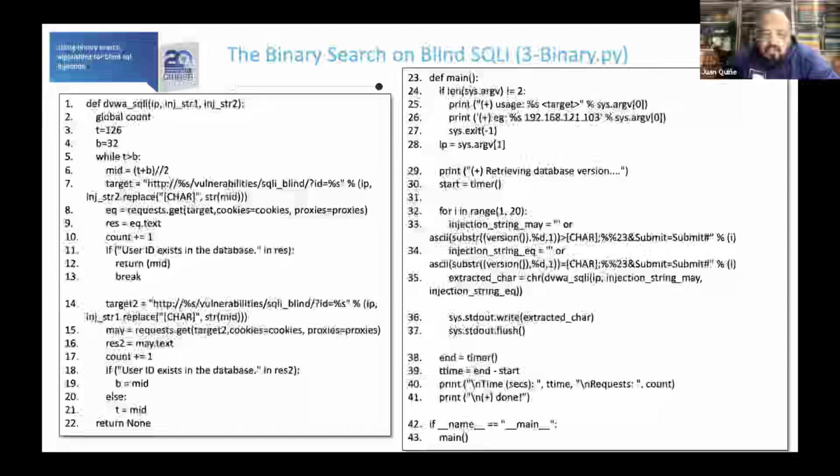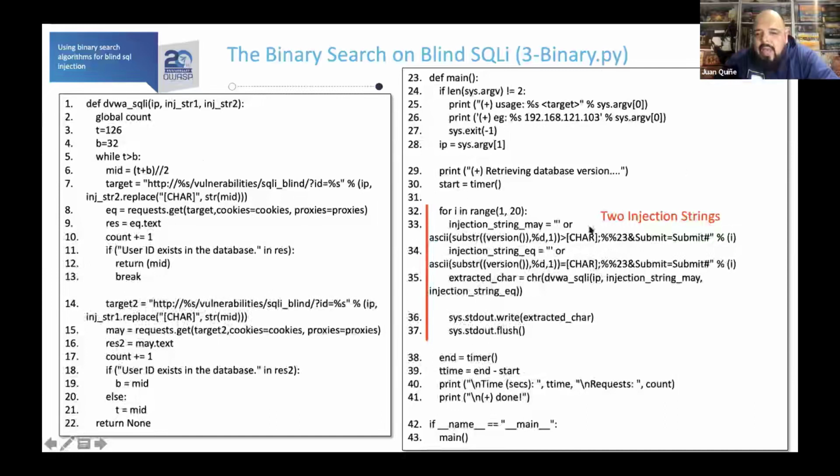In my script, I started first by including two injection strings. Why do I do this? Because when you make a normal injection, you ask if the query you are asking is equal to one character, a letter, a number, or whatever you are asking for. But in this case, you need to try not only if it's equal, you need to know if it's greater or lower than.